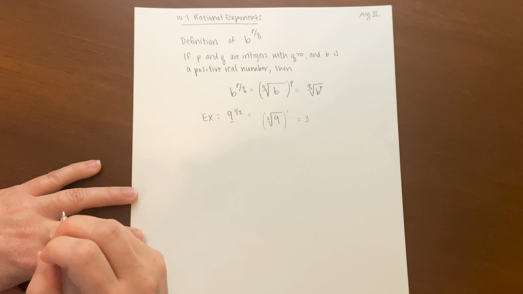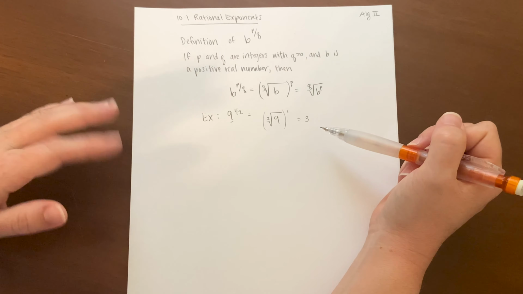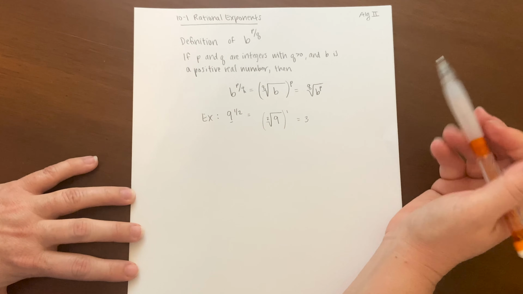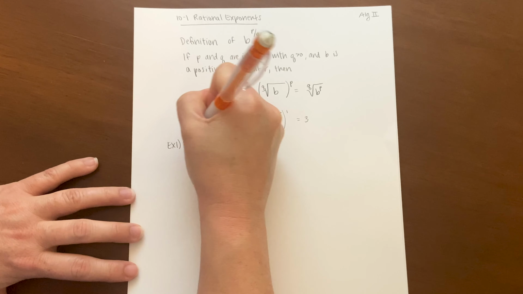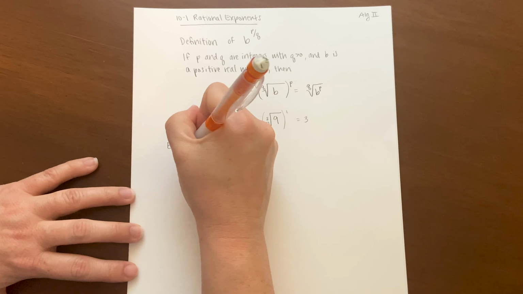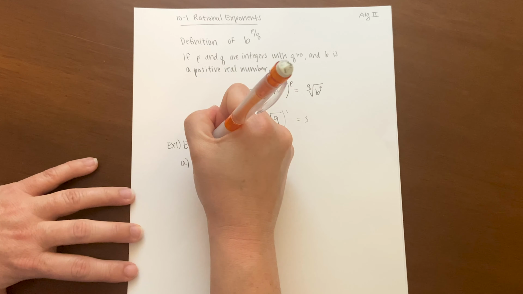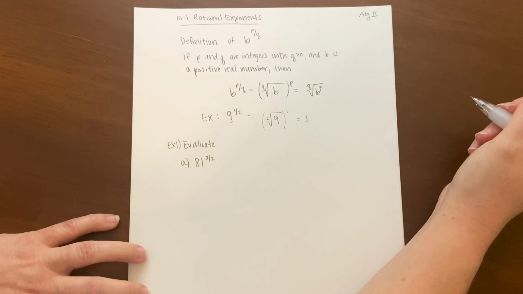So this was a pretty basic example. We're going to look at making these a little more complex. So for the first one, we're going to evaluate 81 raised to the 3/2 power.